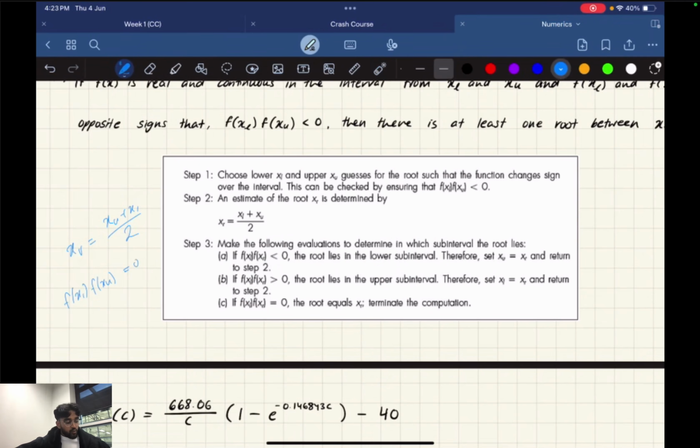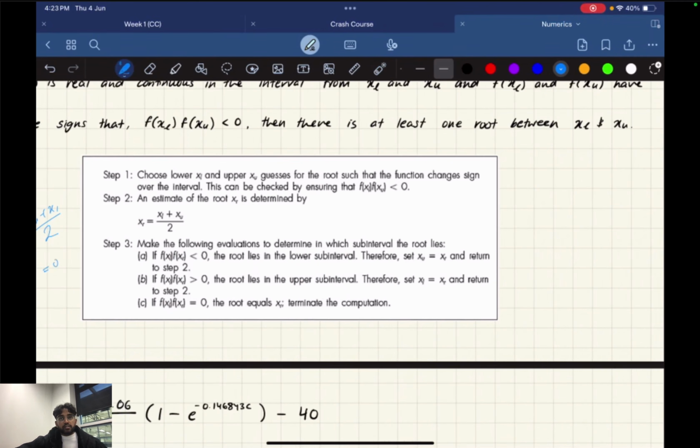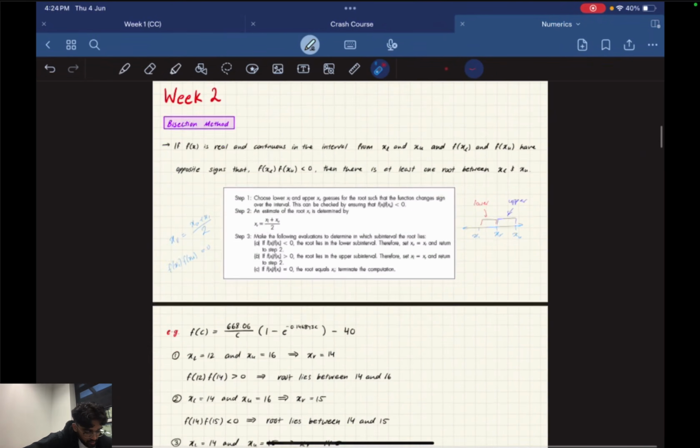When we're talking about the lower subinterval and upper subinterval, we're talking about this. So let's say this is xl, xu, xr. This is going to be our lower subinterval, and this is going to be our upper subinterval. Does that make sense? Yeah, cool. And your job, after you figure out whether it's in the upper or lower subinterval, is to switch around your xu or your xl values. Sounds good? Alright. Anyways, that's the bisection method.